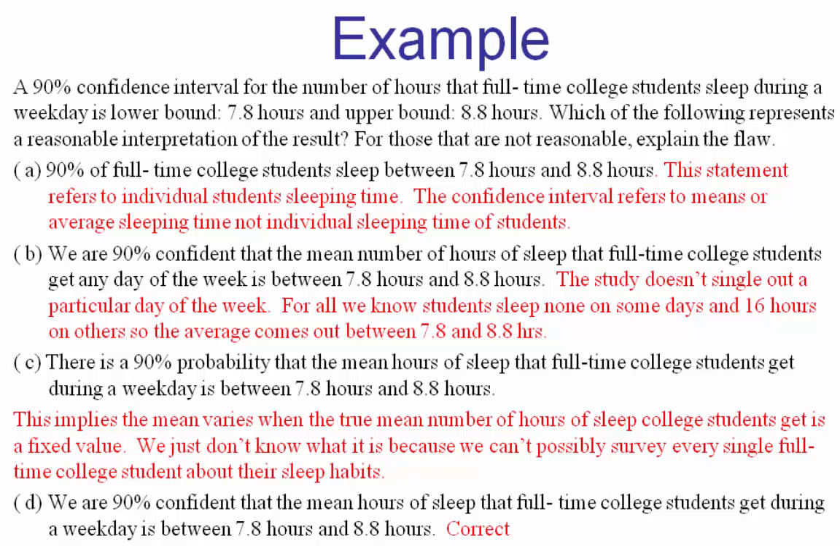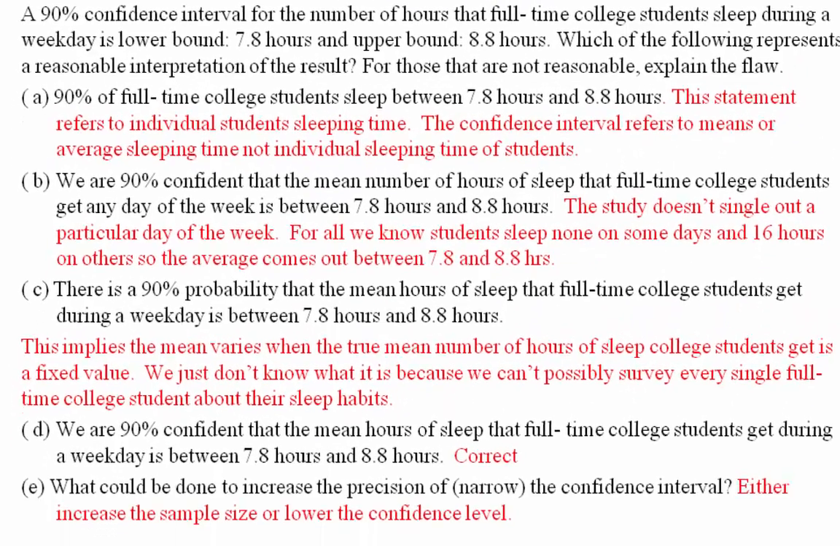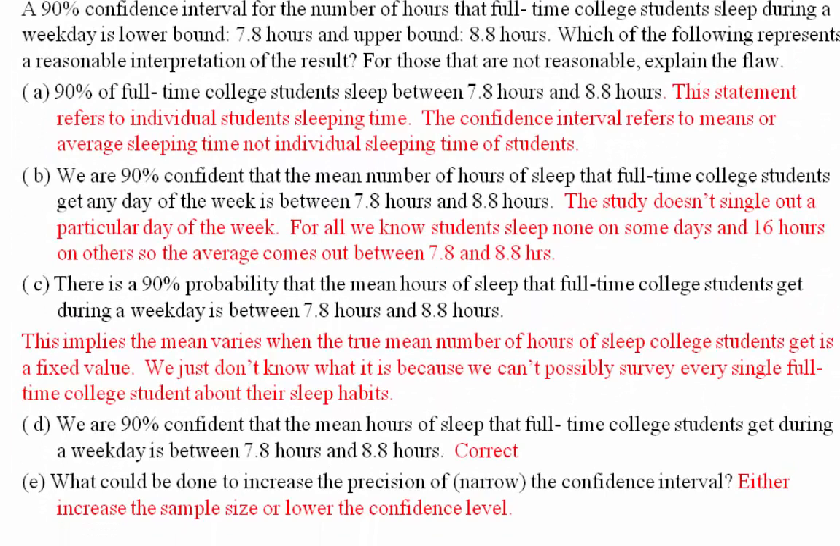D is the correct statement. We are 90% confident that the mean hours of sleep that full-time college students get during a weekday is between 7.8 hours and 8.8 hours. E: what could be done to increase the precision of, narrow, the confidence interval? You could either increase the sample size or lower the confidence level. And remember, the third thing that affects the margin of error was the standard deviation of the population, and we don't have much control over that.